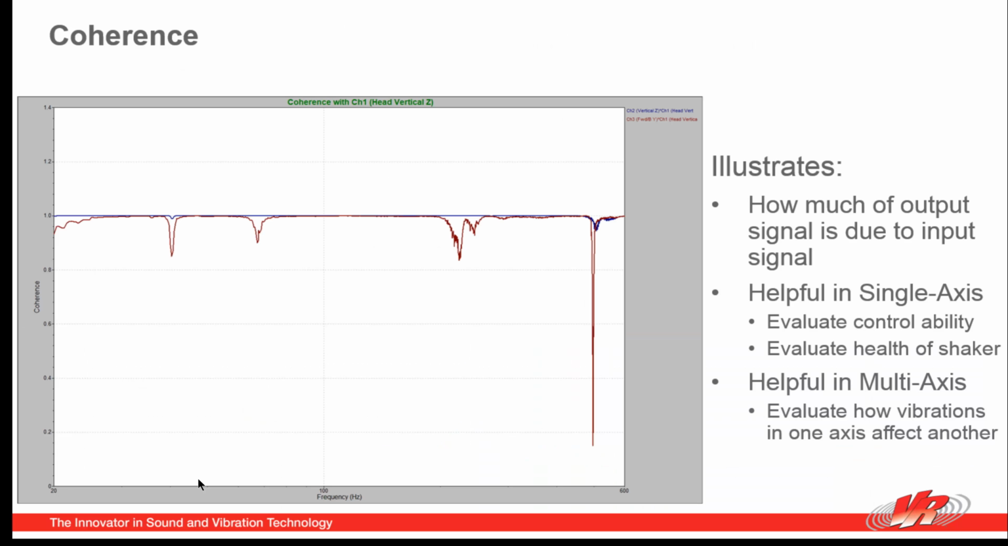In coherence, as we've already said, you're comparing how much of the output signal is due to the input signal, and we can evaluate therefore the ability of our controller to do its work. It's also helpful to evaluate the health of a shaker. And just as we've shown in some of these other plots, it would be helpful to evaluate how the vibrations in one axis affect another.